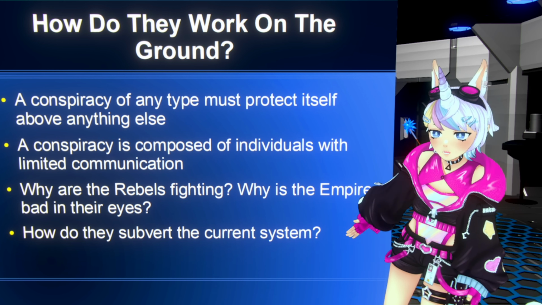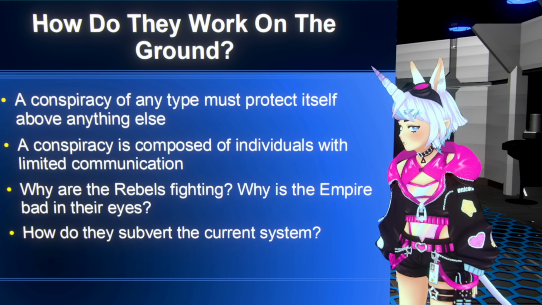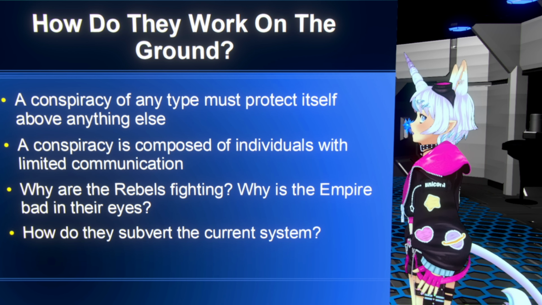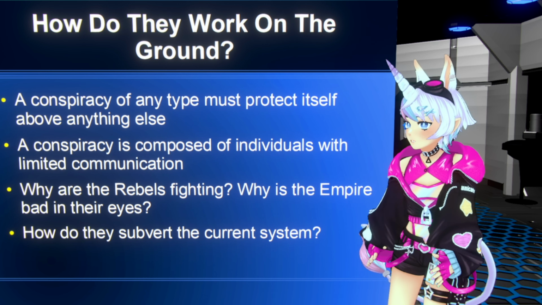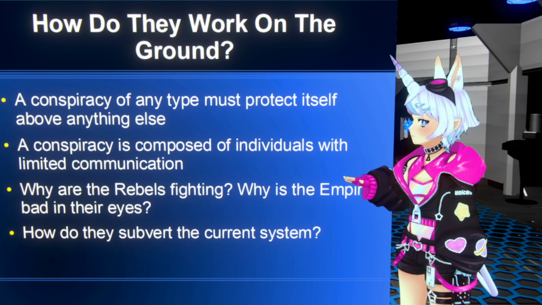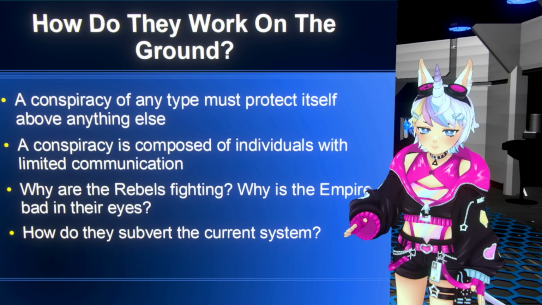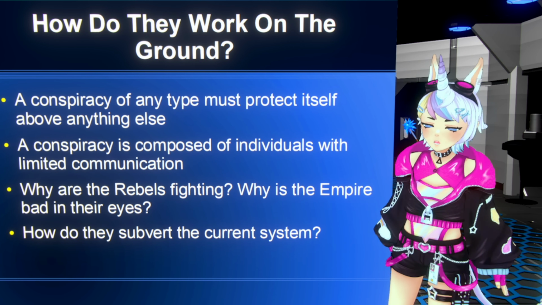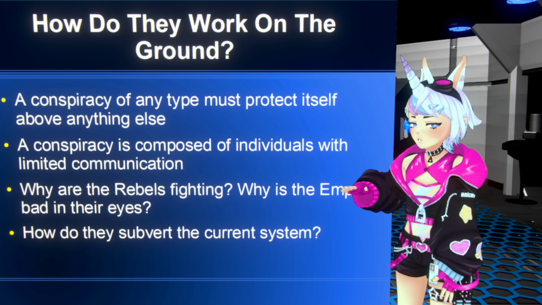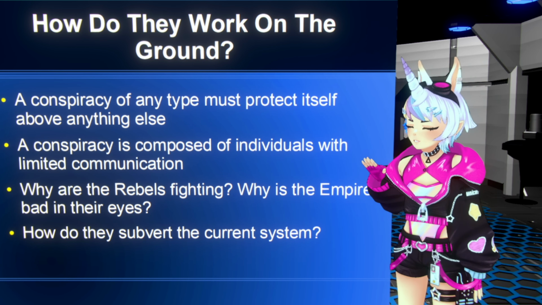And how do they subvert the current system? Well, the problem with conspiracy and the problem with rebel groups is that they need to work within the current system to fundamentally subvert it to their whims. They need to talk to people and they need to interact with people that we saw on the other big flow diagram tree that I showed you, because those are the people who can get things moving for them.